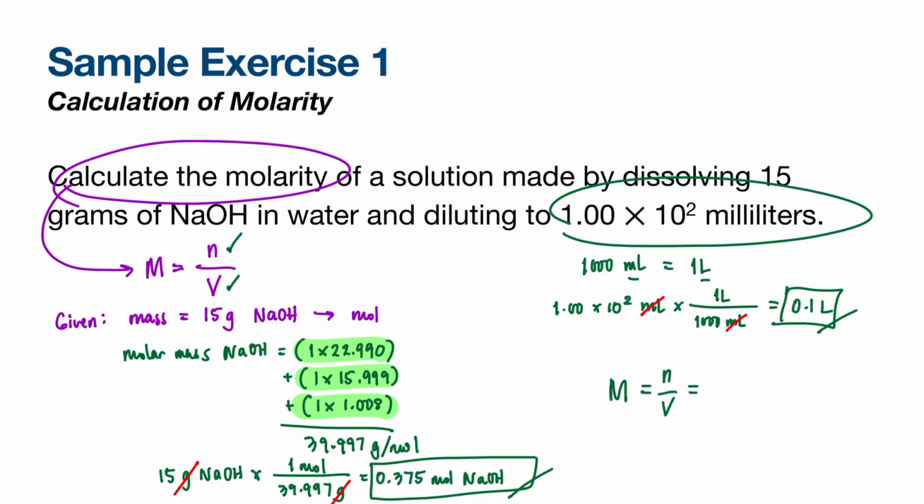So n, or moles of solute, is 0.375 moles over 0.1 liters. So 0.375 moles divided by 0.1 liters is 3.75 moles per liter, or molar. Thus, the molarity of the solution made by dissolving 15 grams of sodium hydroxide in water and diluting to 1 times 10 raised to 2 milliliters is 3.75 molar.